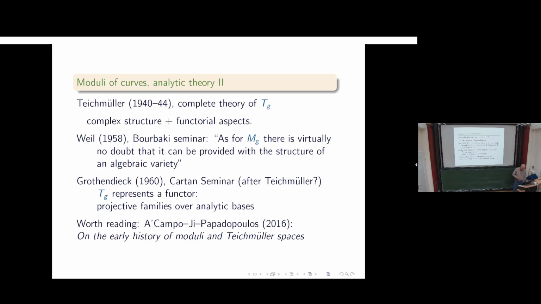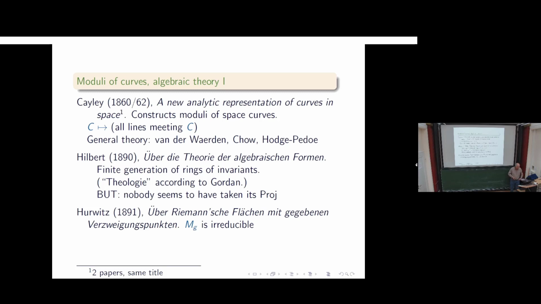It's on arXiv, very interesting. Okay. Now, the algebraic theory, which we will come back to later, started with Cayley, "A new analytical representation of curves in space." There are two papers with exactly the same titles, not even 1 and 2, just exactly the same title. That seems to have been the way he did things. He says that if you have a curve C in space, then you associate the set of all lines that meet C. The advantage is that the set of all lines meeting C is a hypersurface in the Grassmannian, and we know how to deal with hypersurfaces. Especially here, this Grassmannian is just a quadric, so it is really very easy.